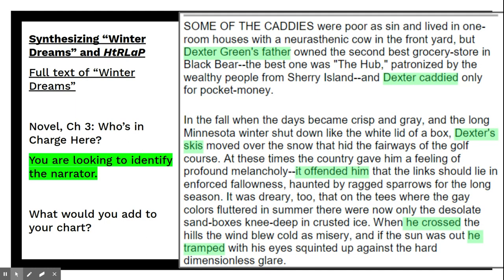Is this omniscient? Are we going to get into Dexter's head? Is it limited? Is it only from Dexter's point of view? So we have to read just a little bit more to get an idea of what scope of third person this is, but we do know that it is third person.